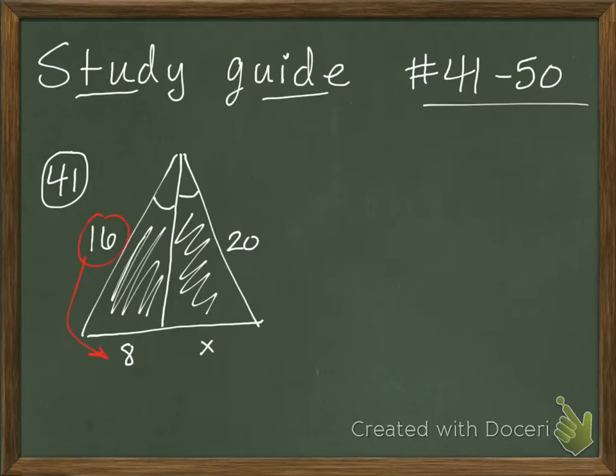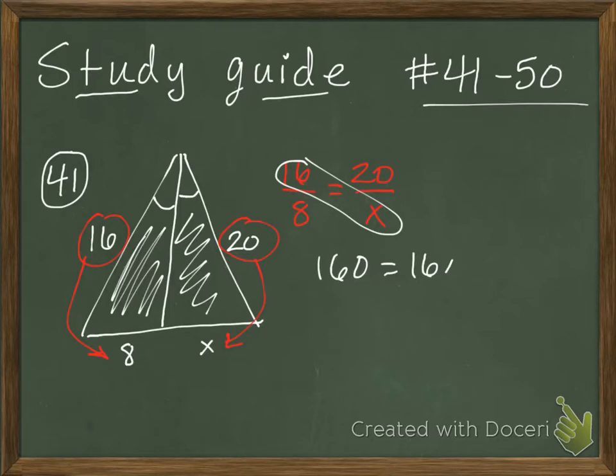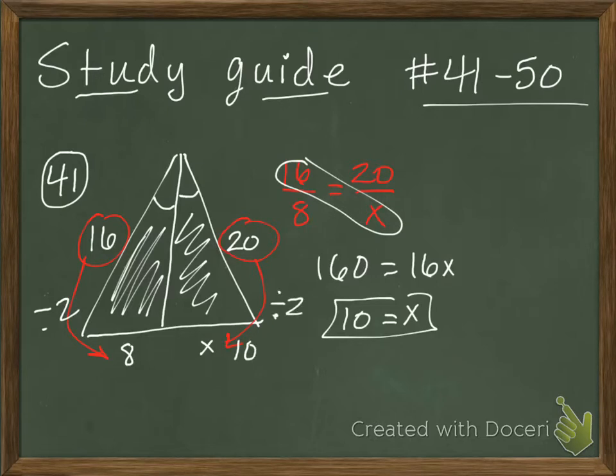Well, we know 16 matches with 8, so we can set this up as 16 over 8. All right, and that's equal to 20 also matches with x, so 20 over x. And so when we work this out, we get 20 times 8, which is 160, equals 16 times x, which is 16x. And we divide by 16, and we get that x is equal to 10. You could also realize that 16 divided by 2 is 8, so 20 divided by 2 would have to be 10. All right, so that's just a couple of ways that we could go about doing that problem.